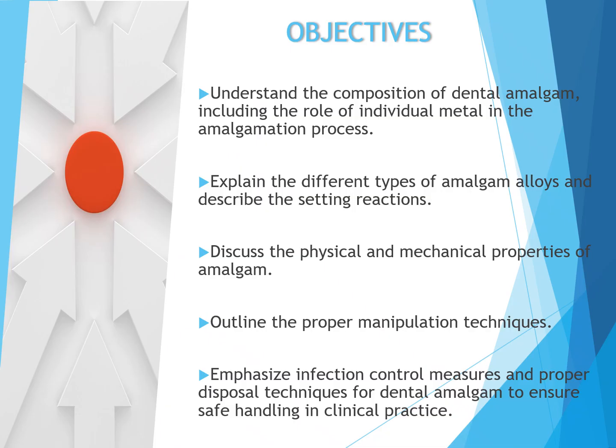First of all, we will start with the objective of my topic. The objective of this topic is to understand the composition of dental amalgam, including the role of individual metals in the process of amalgamation. Next is to explain the different types of amalgam alloy and describe the setting reactions. Third is to discuss the physical and mechanical properties of the amalgam. Next is to outline the proper manipulation technique and also to emphasize the infection control measures and proper disposal technique for dental amalgam to ensure safe handling in clinical practice.